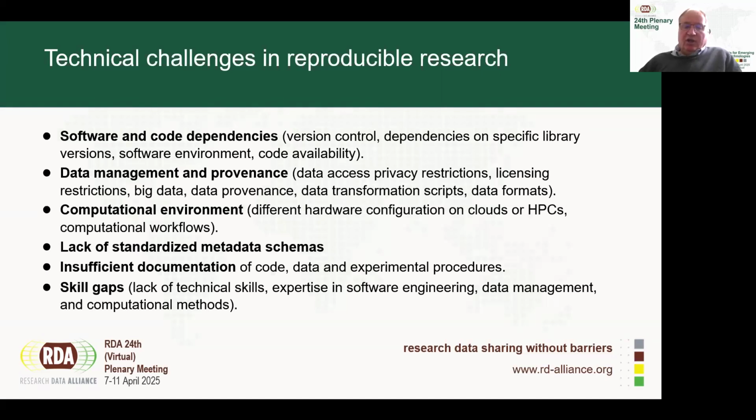And also metadata schemas. We have problems with standardized metadata schemas, and also we have incomplete and inconsistent metadata, and it is a problem to understand and reuse this data, and also insufficient documentation of code. Our documentation is outdated. Also, researchers may lack the necessary technical skills to properly document and share data, and reproducibility often requires expertise in software engineering, data management, and computational methods, and we have some gaps in this area. Please, let's go to the next slide.